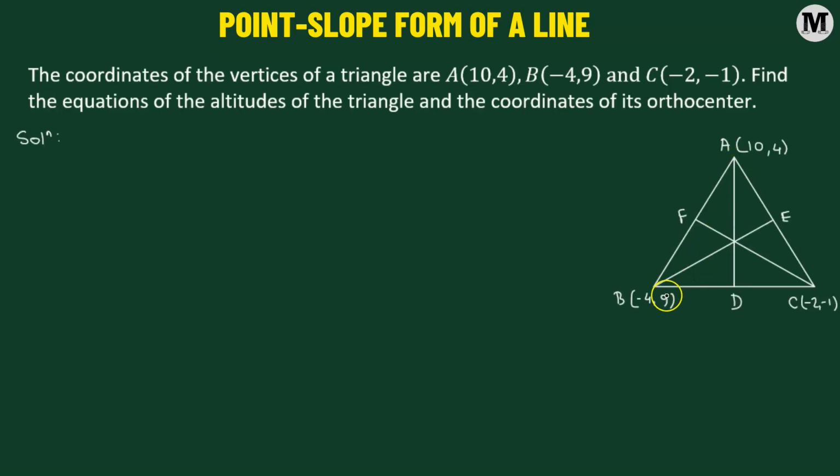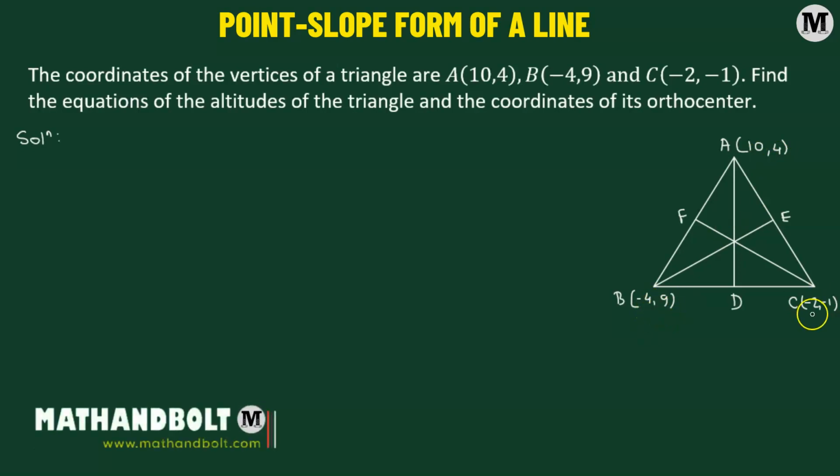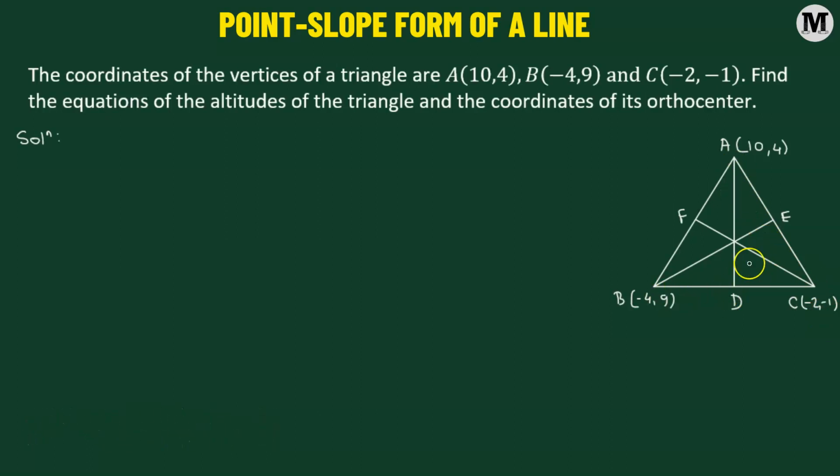So here we have a triangle ABC. Coordinates of A are 10, 4, coordinates of B are -4, 9, and coordinates of C are -2, -1. So here AD, BE and CF are altitudes of the triangle, meaning AD is perpendicular to the side BC, BE is perpendicular to the side CA, and CF is perpendicular to the side AB of the triangle ABC.